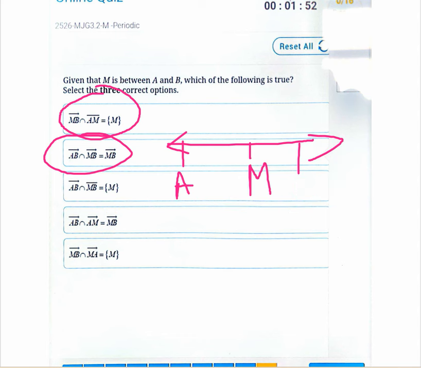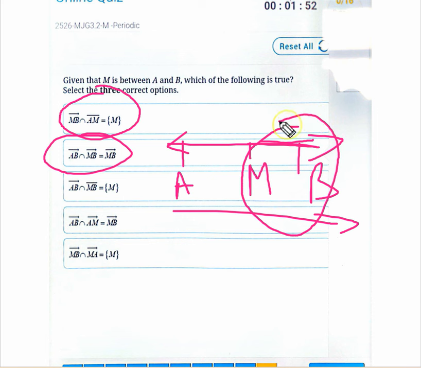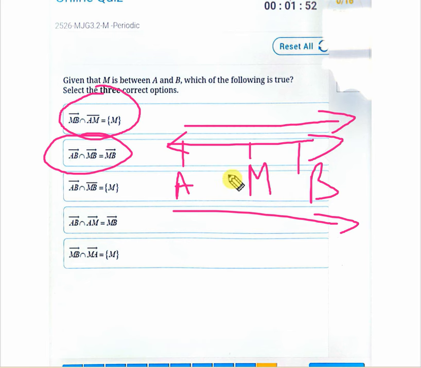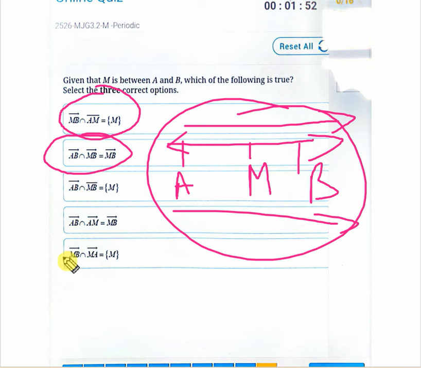It's going to be AB, and then segment MB, and they're saying M point. No, it's MB itself, because look where they're overlapping, all of the segment. AB is this direction, and AM is also that direction, so AB. And going direction AM is going in this direction, and it's MB. Nope, it's all of it. The intersection will be all of it.